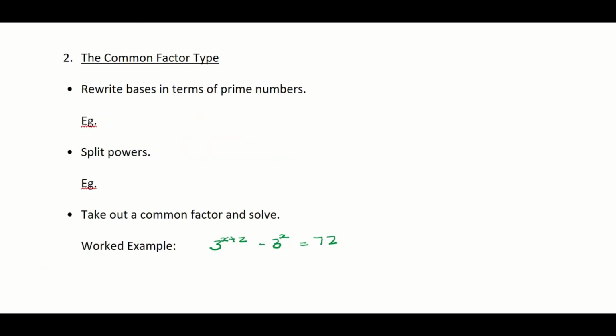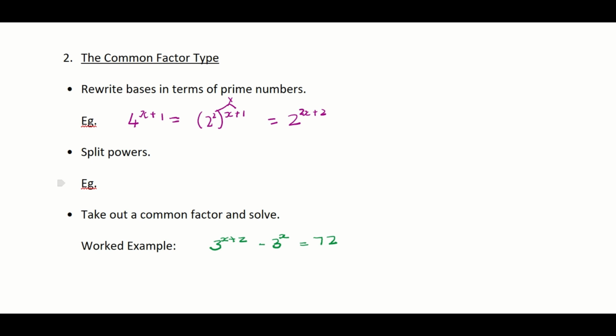The second type of exponential equations that we get is the common factor type. In this case, the first step is to rewrite bases in terms of prime numbers. So an example of that would be if we had 4 to the power of x plus 1. So we first write 4 in terms of prime numbers, and that will be 2 squared to the power of x plus 1. Then you get rid of the bracket by multiplying the exponents. So base 2 to the power of 2x plus 2.